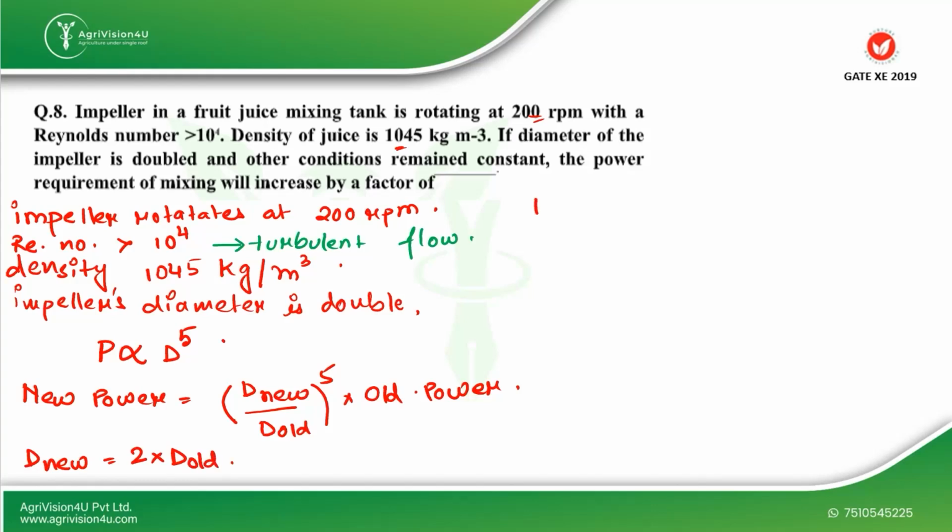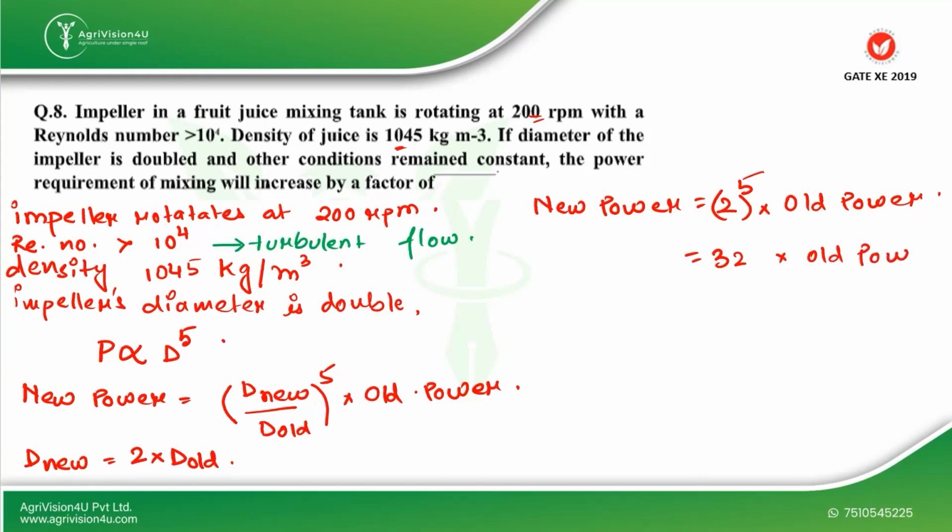So new power will be 2 to the power 5 into the old power. So it is 32 times of the old power. My answer will be 32. The power requirement will increase by the factor of 32.